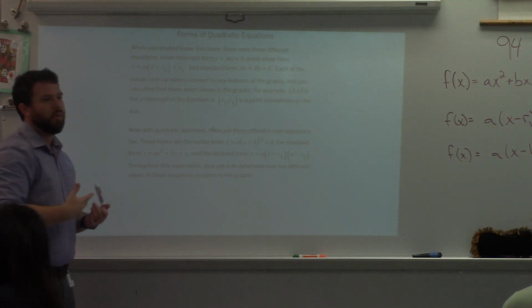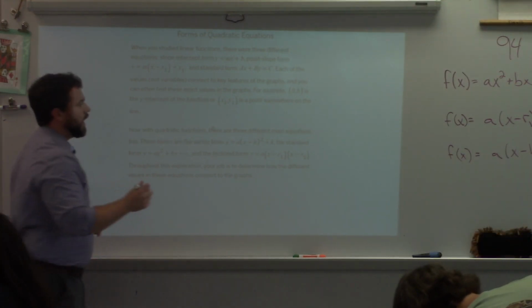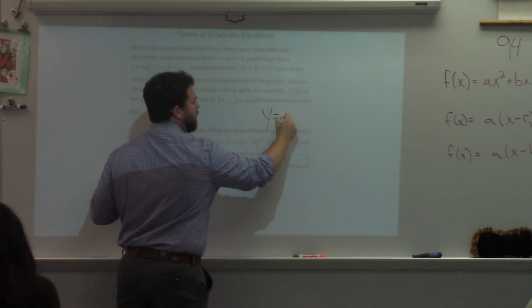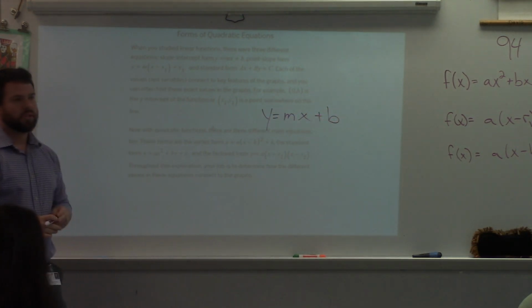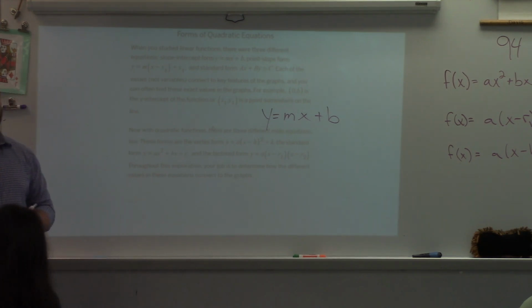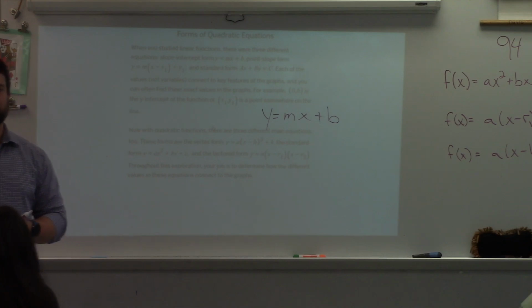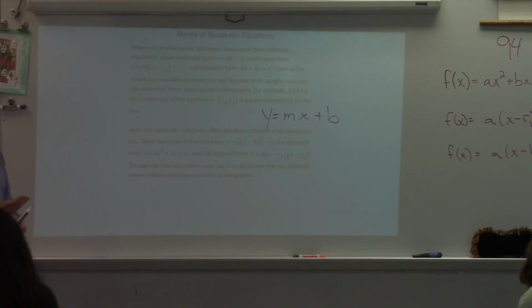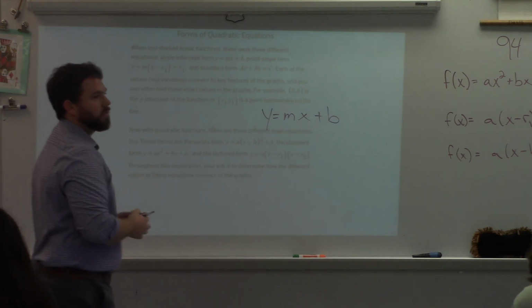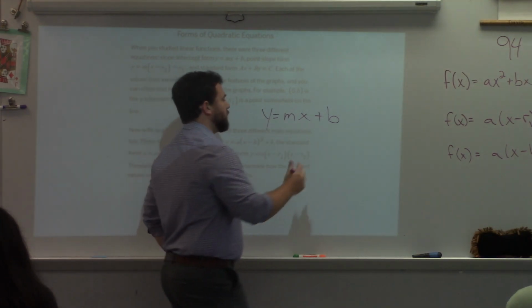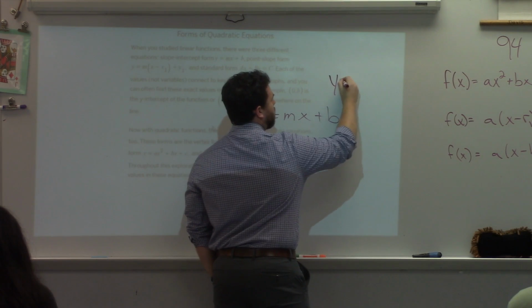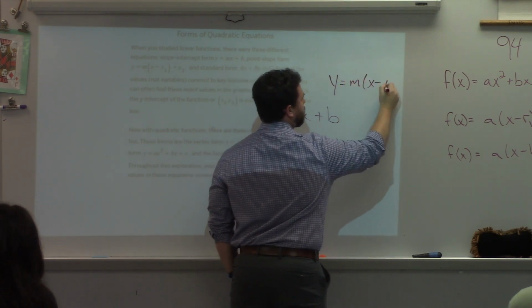Every form of an equation reveals different things. When I say y equals mx plus b, what does m reveal about that function? Slope. The slope. So the rise divided by the run, or change in y divided by change in x. That's not a mystery. That's what m is. What does b reveal? The y-intercept.